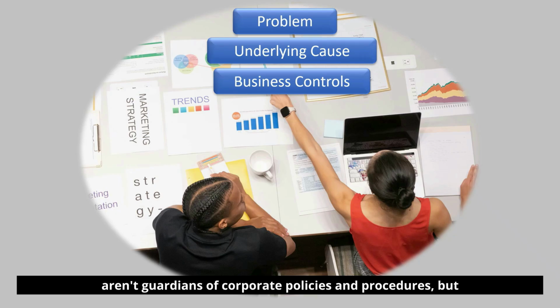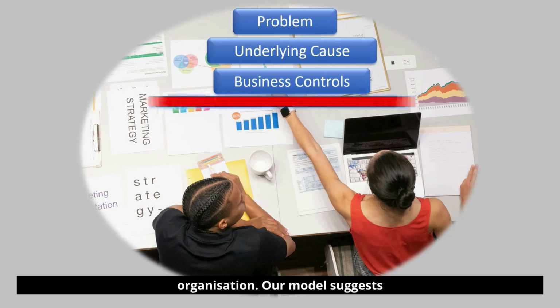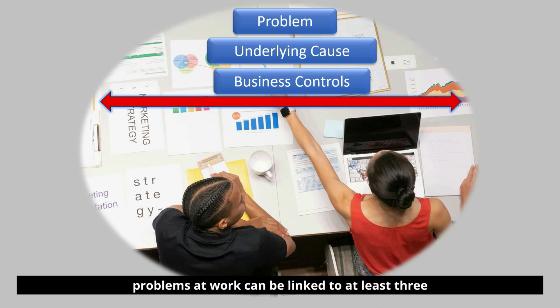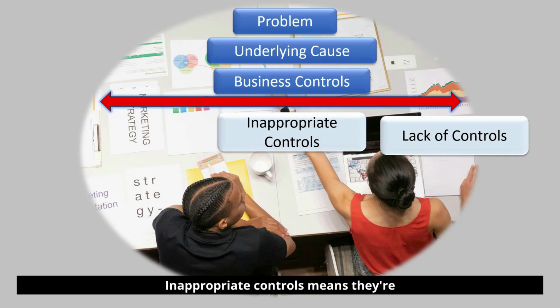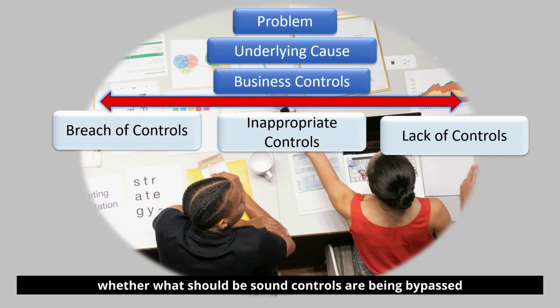Auditors aren't guardians of corporate policies and procedures, but they tend to know how they need to be understood and properly observed across the organisation. Our model suggests problems at work can be linked to at least 3 underlying causes. A lack of controls means there may be a need for some brand new control procedures. Inappropriate controls means they're poorly designed and just don't do the job properly. Or breach of controls, which is about whether what should be sound controls are being bypassed at all.